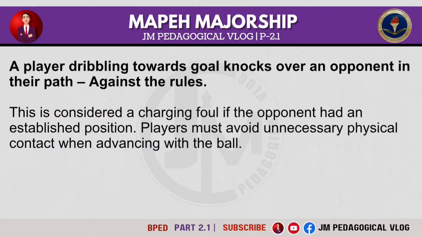A player dribbling towards goal knocks over an opponent in their path, against the rules. This is considered a charging foul if the opponent had an established position. Players must avoid unnecessary physical contact when advancing with the ball.